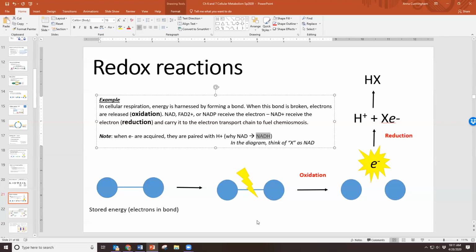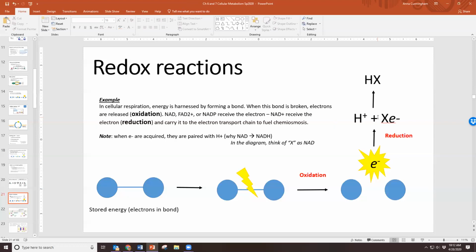Okay. So again, what we're trying to do overall with oxidative phosphorylation is break a bond, release electrons, use a molecule to grab those electrons, and then we're also going to grab some hydrogens. So the end result of a redox reaction is we have this molecule carrying an electron. Great, we don't have any ATP yet.